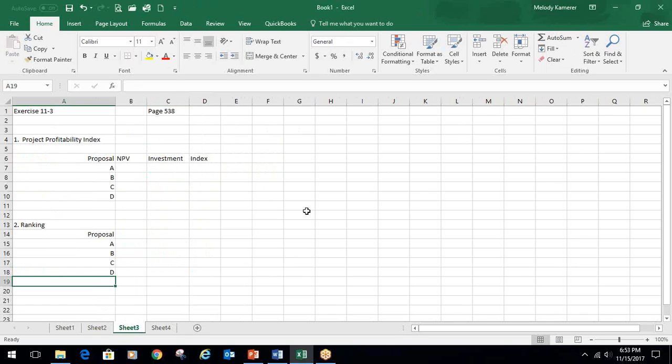So this is problem 11-3 on page 538. On that page, you have been given some information concerning 4 investment proposals. We've got the investment required, the present value of cash inflows, the net present value, and life of the project. So we want to compute the profitability index, and then we can rank the items. So by looking at this, project A, our net present value is $36,000.